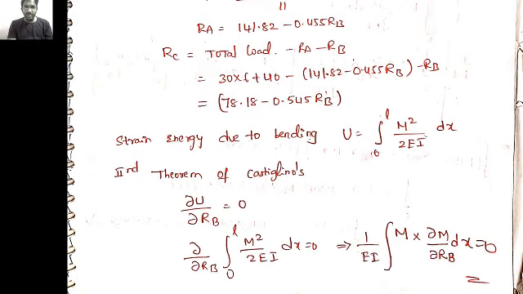What is M here? The moment of the particular beam. And dou M by dou RB means the partial derivative of moment with respect to the redundancy. So this is the equation you have to apply for the calculation. So how to get this moment? We will see in the next slide.